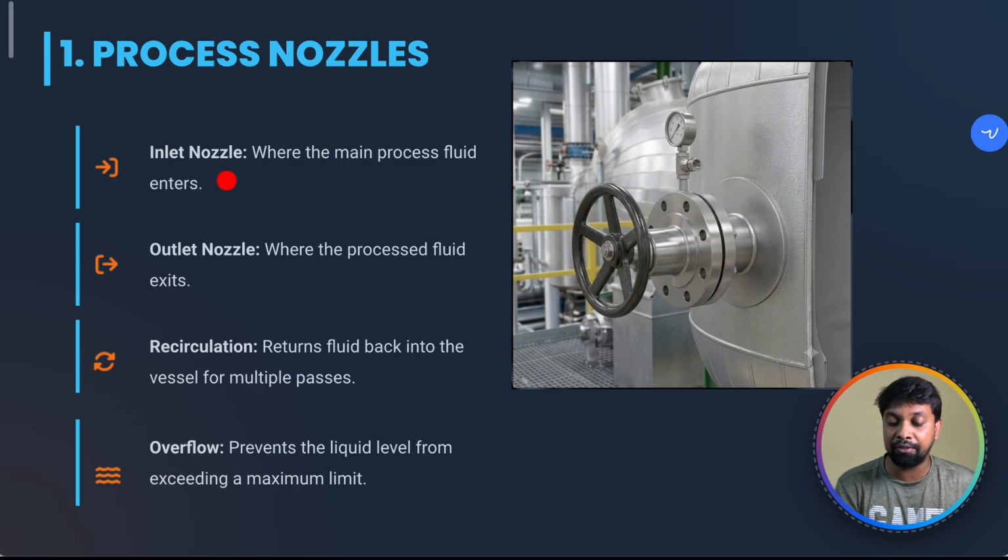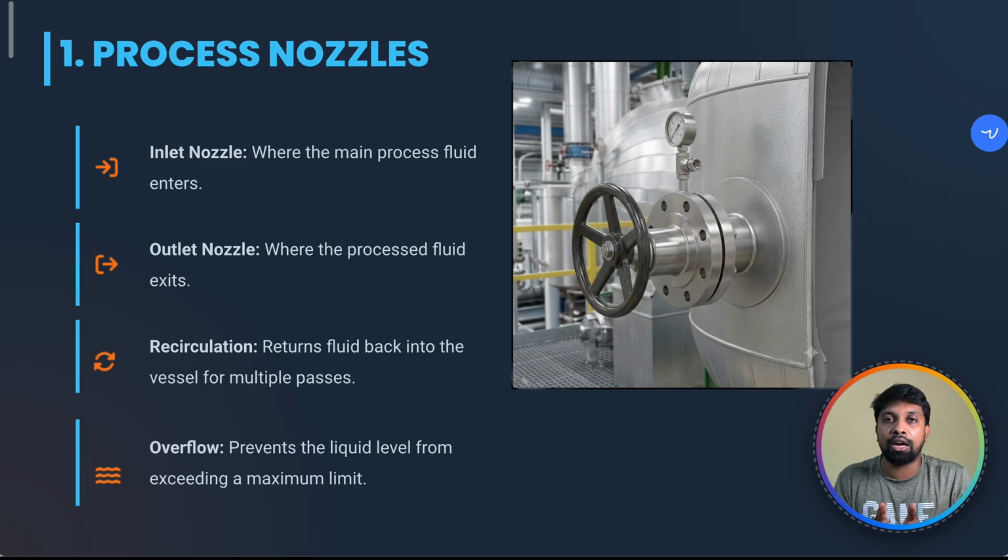In the inlet nozzle, the main process fluid enters; the outlet nozzle is vice versa, where the process fluid exits. Recirculation nozzles, mostly you can see these in heat exchangers. Overflow nozzle prevents the liquid level from exceeding the maximum limit. Most overflow nozzles you can see in low pressure vessels. In high pressure vessels, overflows are not common.